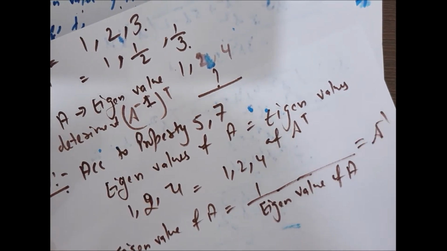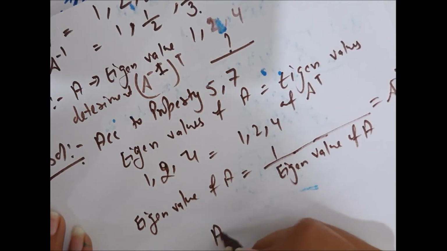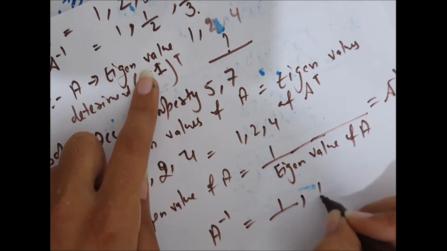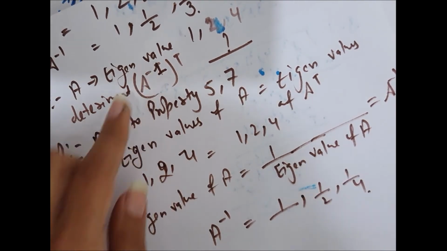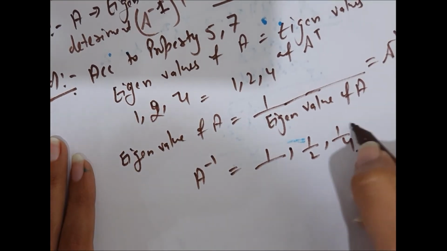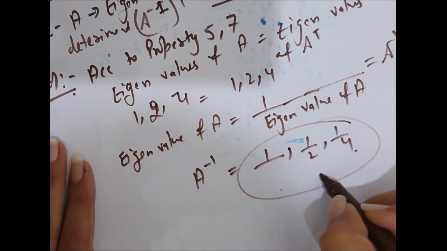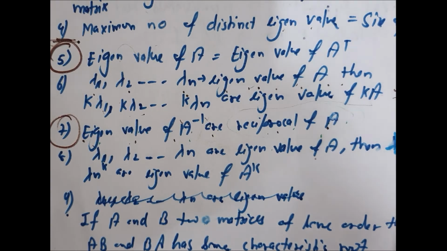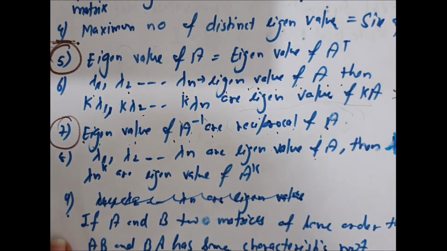Is equal to A inverse. So according to it, the eigenvalues of A inverse would be 1, 1 by 2, 1 by 4. So its answer is 1, 1 by 2, 1 by 4. I have shown you enough verification of properties. Now I am showing you how to apply these properties.